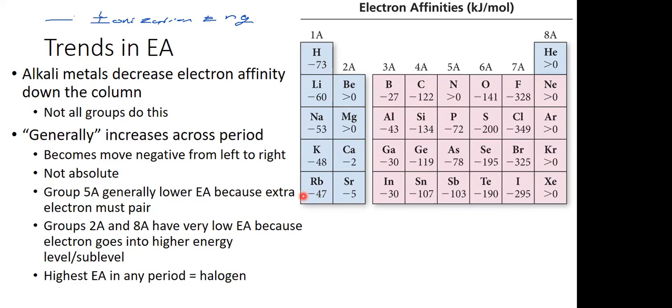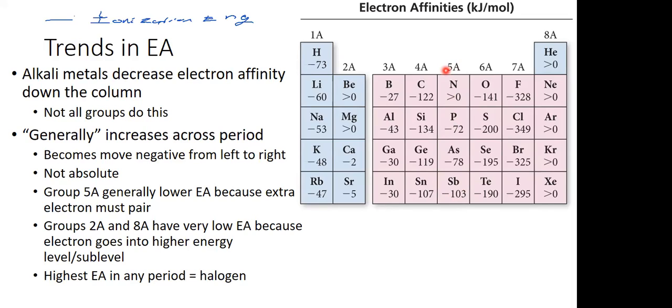Now, as we go across a period, that is, going from left to right, generally we become more negative. So if we look in our P block here, going from boron to fluorine, generally we become more negative. But there is a big exception, and that's in group 5A, where nitrogen and phosphorus are. These elements don't want to get an electron as much.